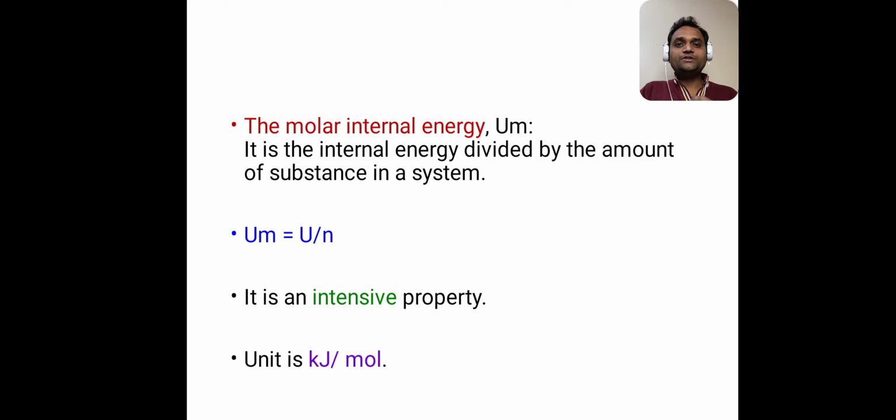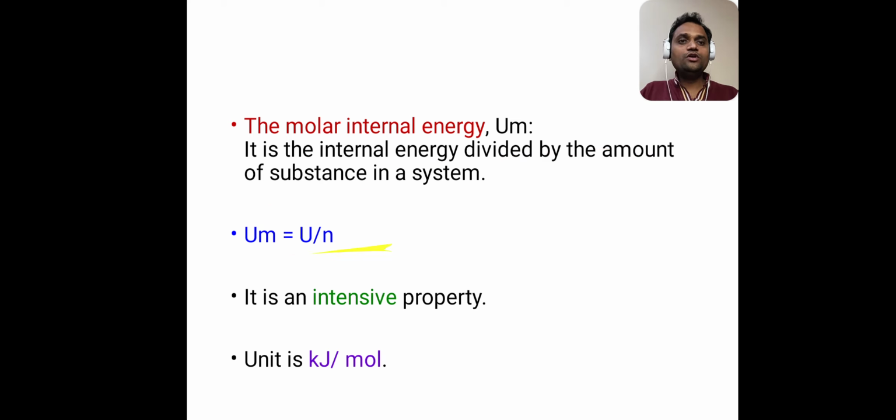Now, next is the molar internal energy, which is denoted by UM. It is the internal energy divided by the amount of substance in a system. So we can write UM is equal to U upon N, where U is the internal energy and N is the amount of substance in a system.